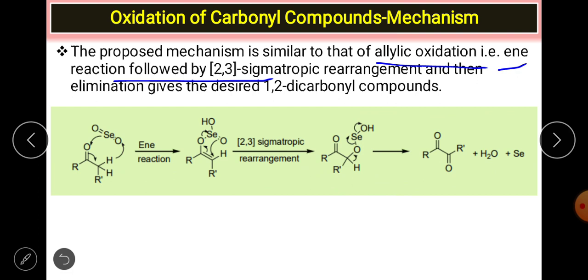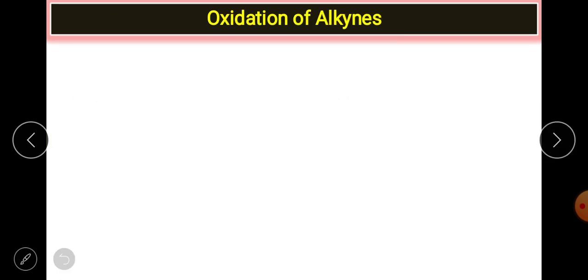Now the first step: again the ene reaction occurs, hydrogen is transferred to the unsaturated oxygen, and then the intermediate is formed, followed by the 2,3-sigmatropic shift, and elimination takes place to give the ketone. So this is the common mechanism for the oxidation of a carbonyl compound.